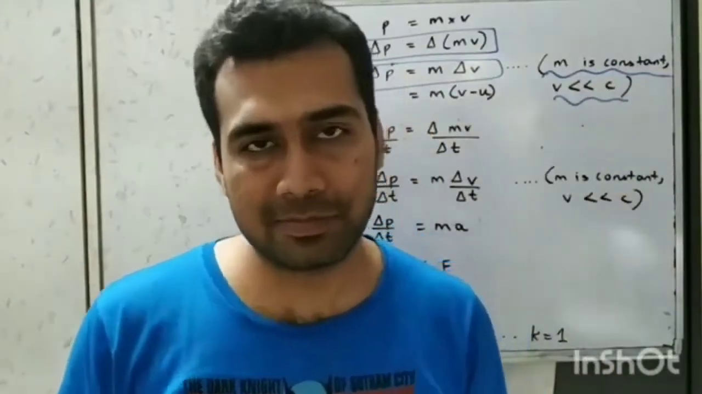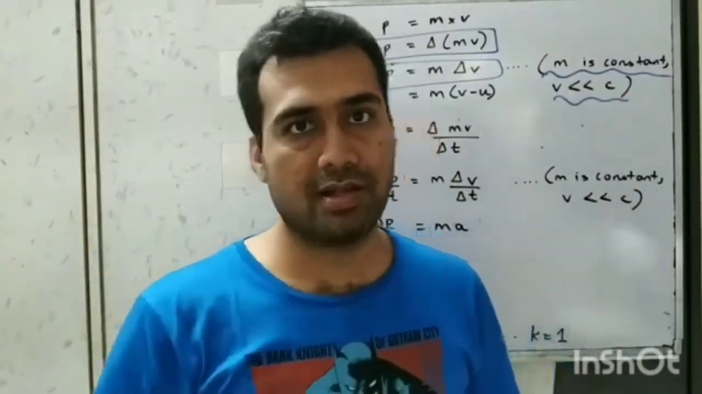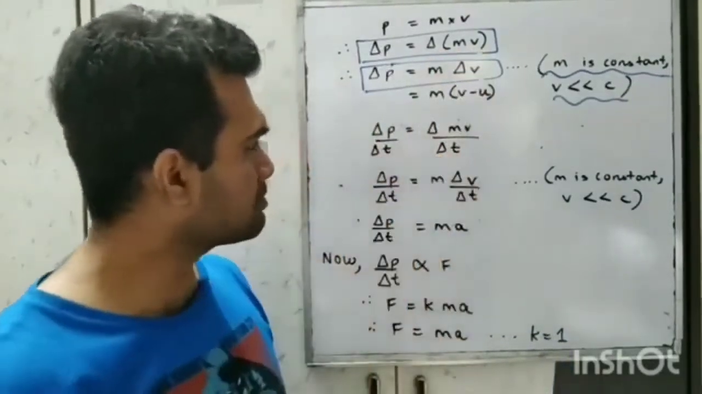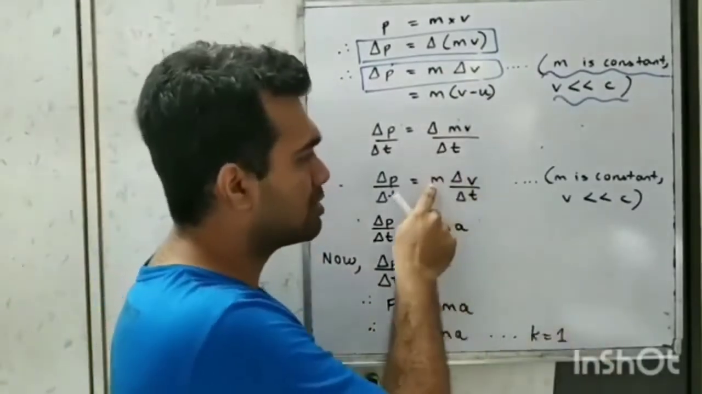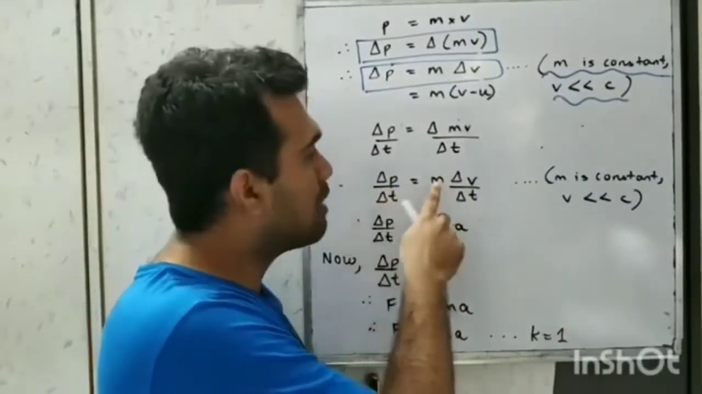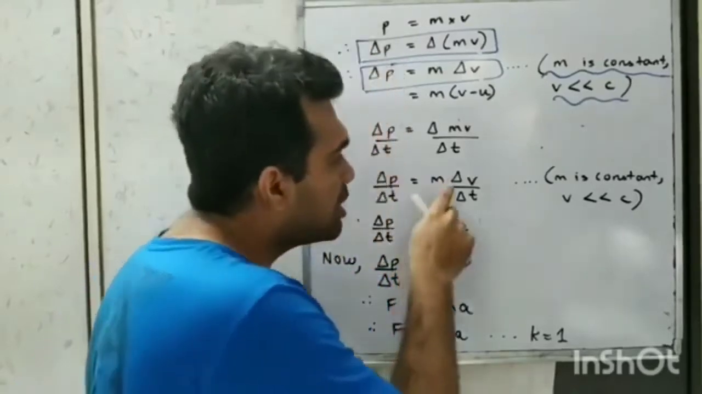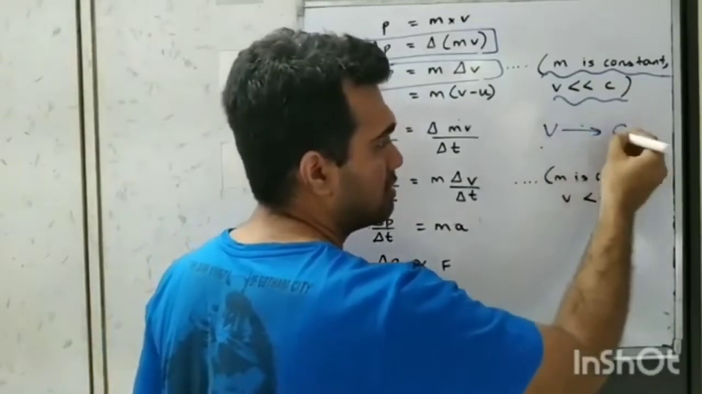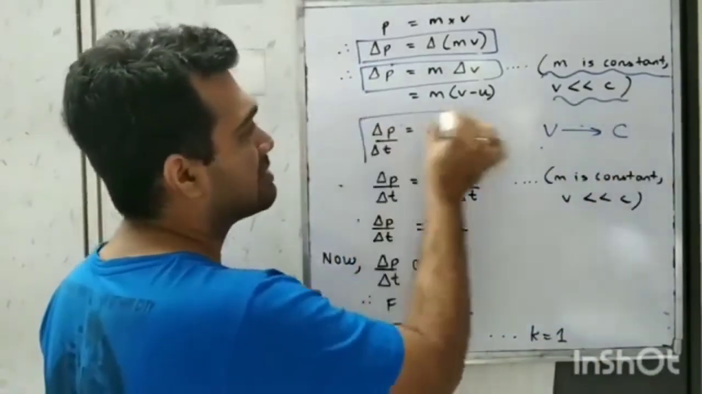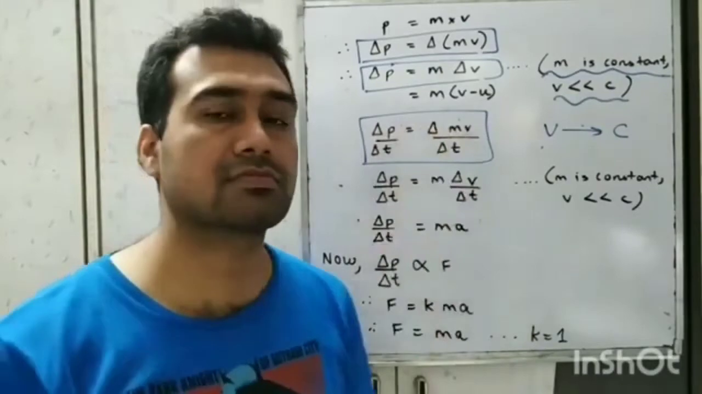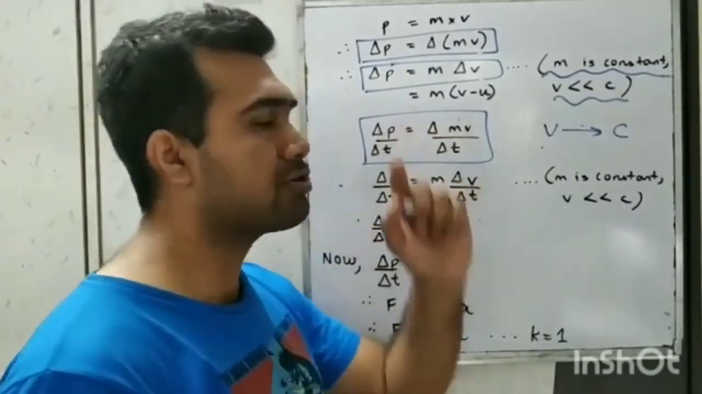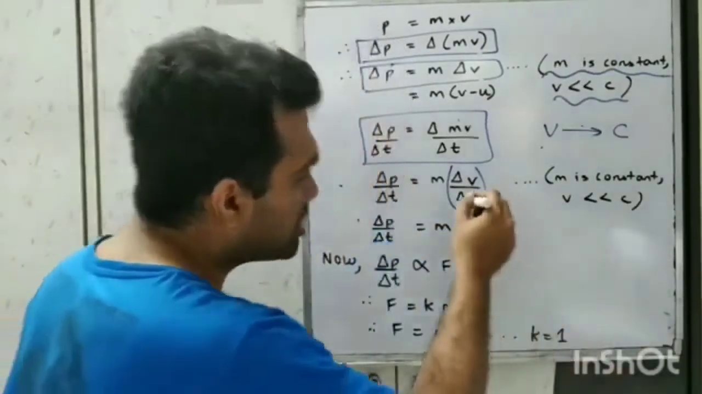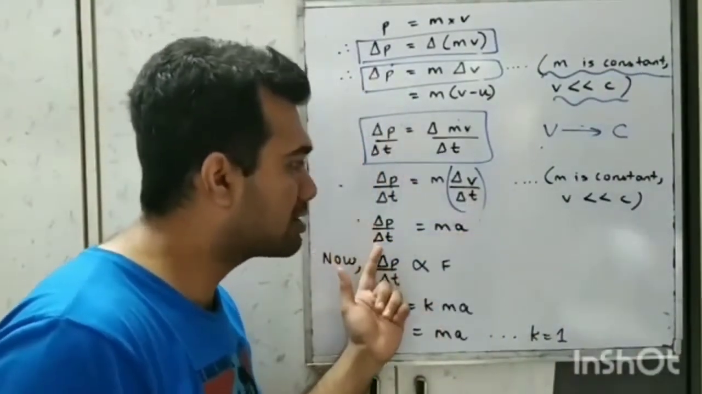Rate means, upon time, how fast the thing is changing. So rate of change in momentum would be the change in momentum upon time. Again, here we can assume mass to be constant. Rate of change of momentum is equal to mass, which is assumed to be constant, into the rate of change of velocity. If velocity is approaching the velocity of light, then this is the correct equation. This is an assumed equation. What is the meaning of rate of change of velocity? Acceleration. So we substitute that and we get the formula, the rate of change of momentum is equal to mass into acceleration.